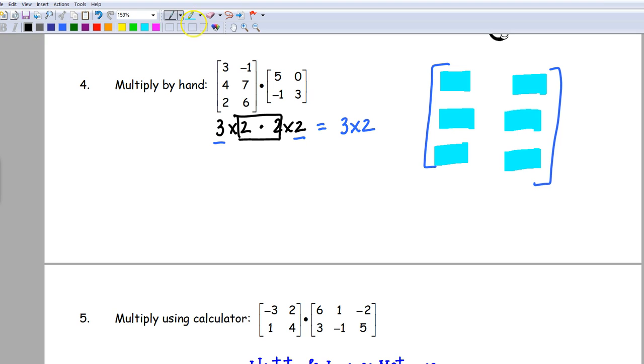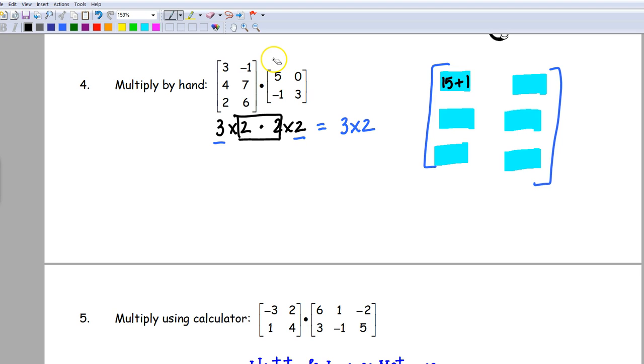Alright, so here's how we do this, and it is a little complicated. You're going to take the first row of the first matrix and the first column of the second matrix, and that becomes this location right here. First row, first column. And here's how we calculate that number. You're going to do the first number times the first number. 3 times 5 is 15, plus the second number times the second number. -1 times -1 is 1. Okay, and I'll add that in a little bit.